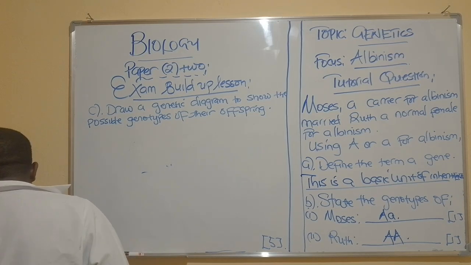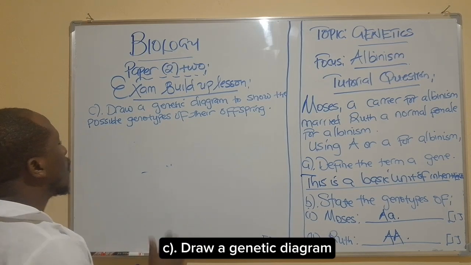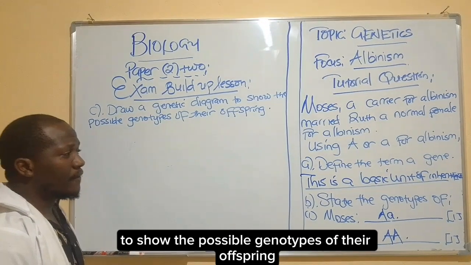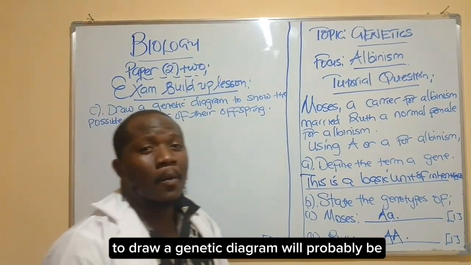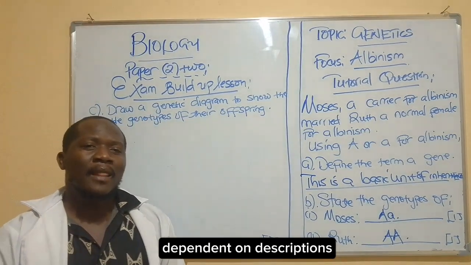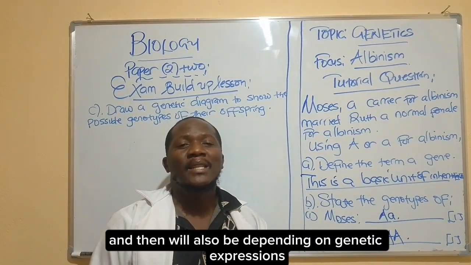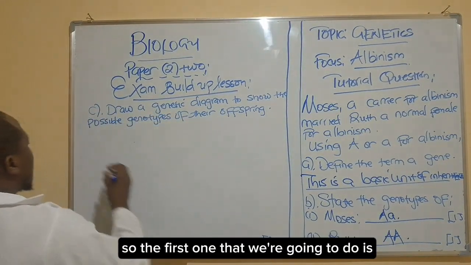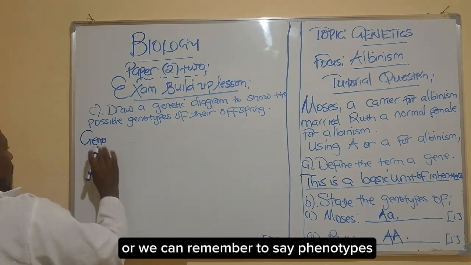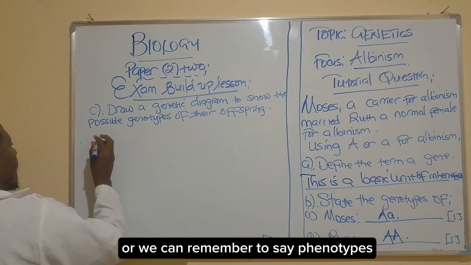So for the second one, it says draw a genetic diagram to show the possible genotypes of their offspring. To draw a genetic diagram will probably depend on descriptions, and then also on genetic expressions. So the first one that we're going to do is we're going to say genotypes, or we can say phenotypes.